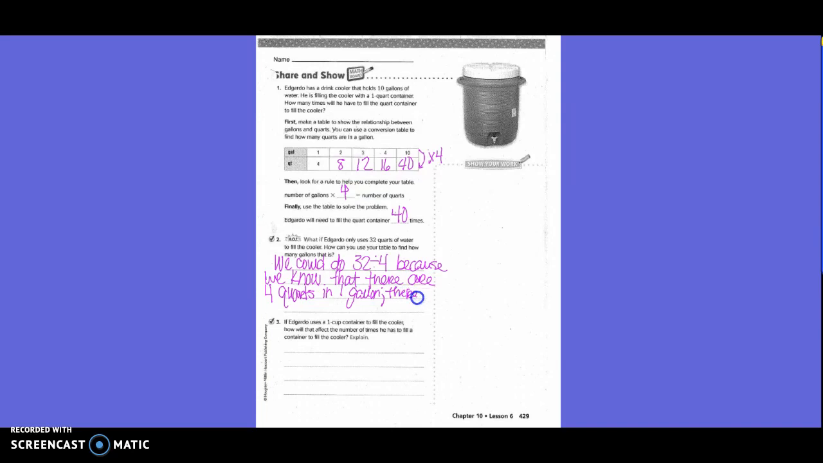Therefore, we would be going from a smaller unit to a larger unit. What do you do when you go from smaller to larger? Divide.